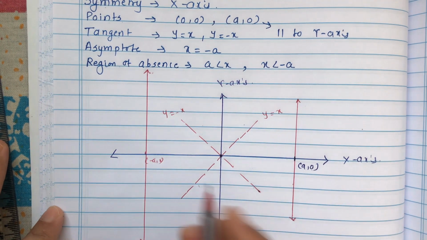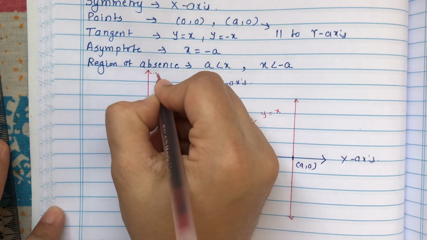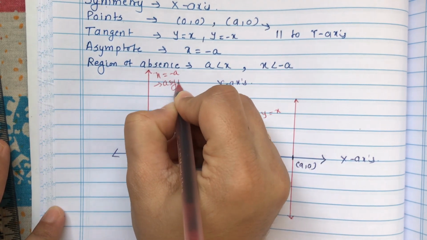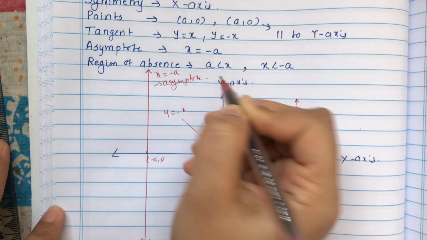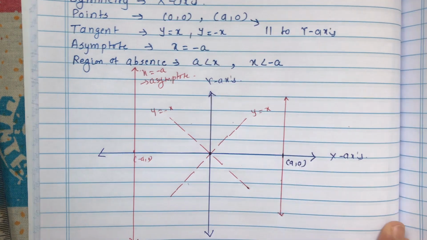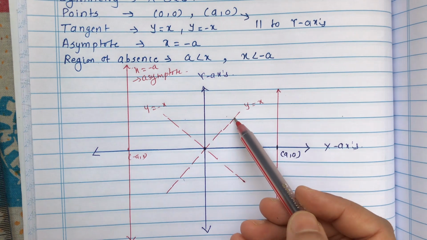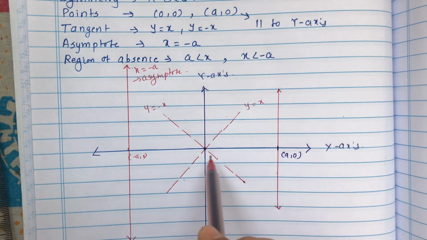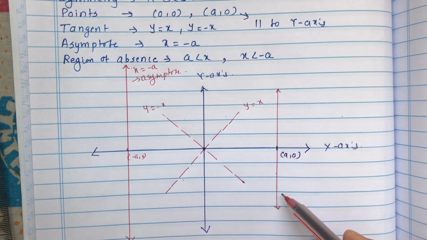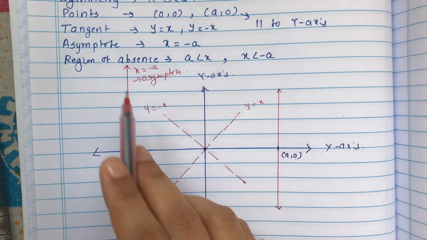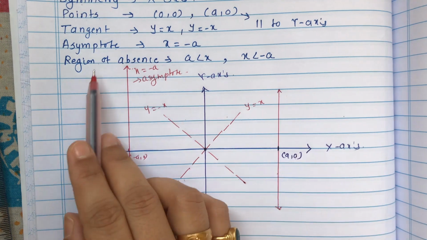So this will be a line, x is equal to minus a, which will be an asymptote. So we have used symmetry, then we have plotted points, then we have drawn the tangents, and also the asymptote. So next, we have to shade this region of absence.